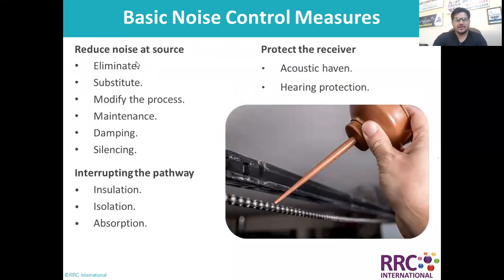Now, as you mentioned, reduce noise at source: eliminate, substitute, modify the process, maintenance, damping or silencing. These are some of the actions you can take to reduce noise at source. The next one is interrupting the pathway, that means insulation, isolation, absorption. This is the second phase. And the third one is protect the receiver, like an acoustic haven or hearing protection. But bear in mind, the first thing we have to try is elimination, substitution, modifying the process, engineering controls, maintenance, damping and silencing. Then of course we can go with interrupting the pathway. So three ways are there for noise control: reduce noise at source, interrupt the pathway, and protect the receiver.